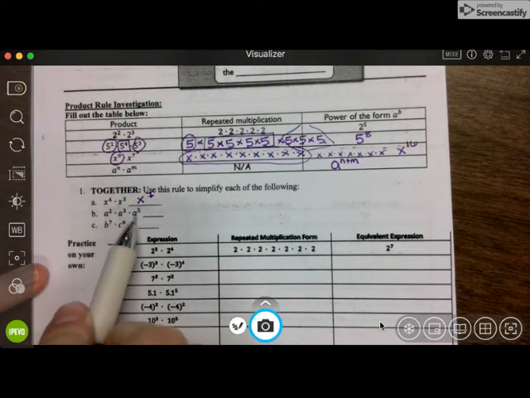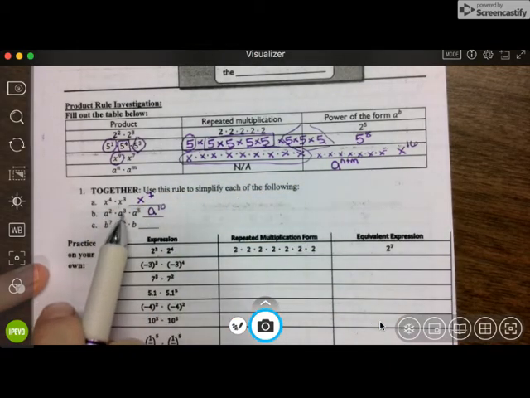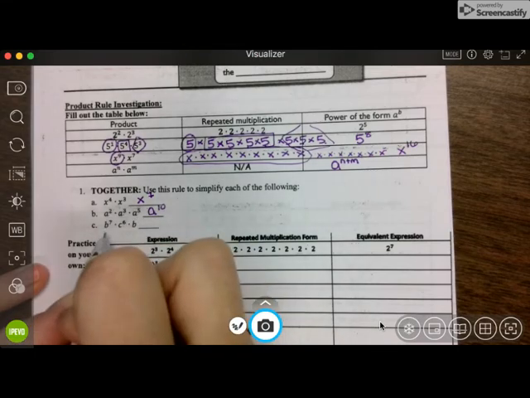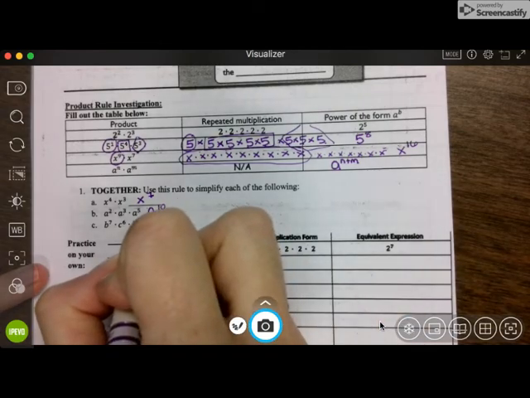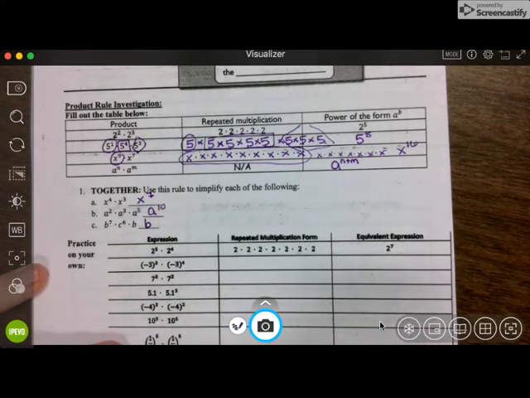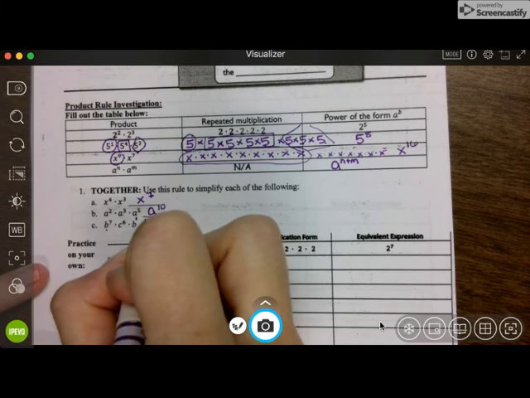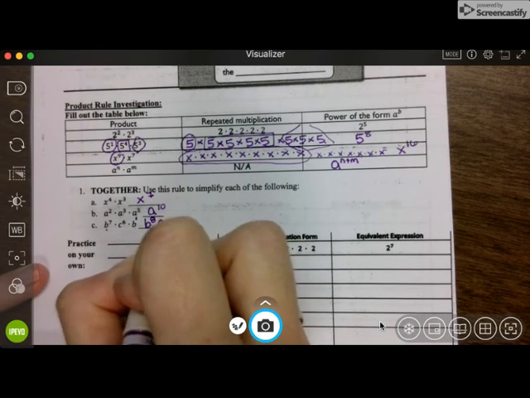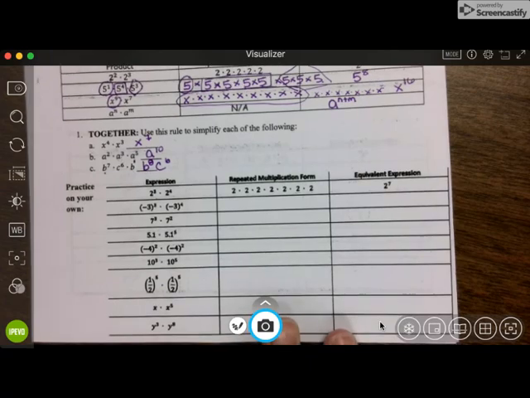A to the 2nd, a to the 3rd, a to the 5th. We end up with a to the 10th. 2 plus 3 is 5, plus 5 is 10. Whoa, this one's a little bit different, isn't it? So this one, we would have b. How many's here? 7. How many b's is this? 1. So there's an invisible 1 right here, which makes this b to the 8th. And then we just keep that c to the 6th next to it. Okay? Now I want you to try and do the bottom part on your own.